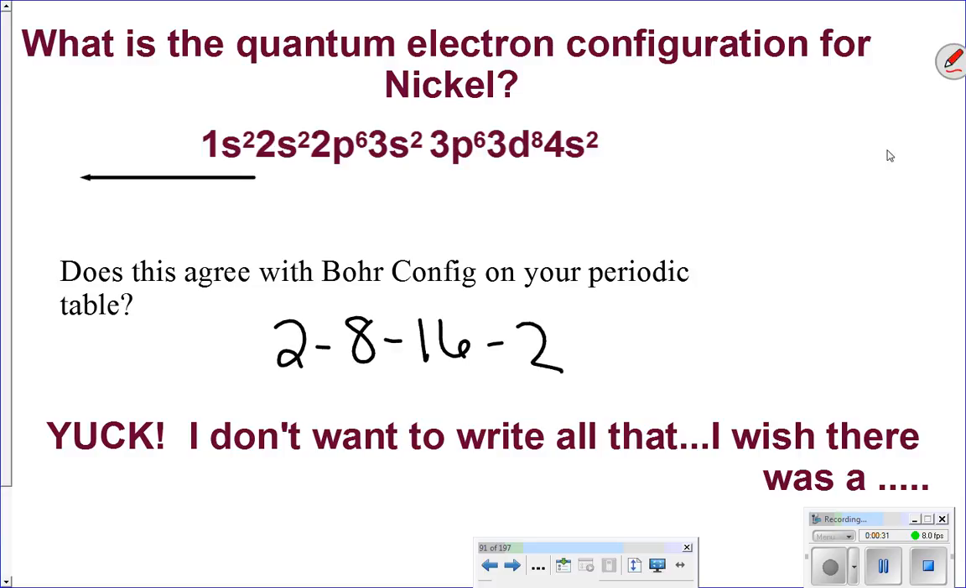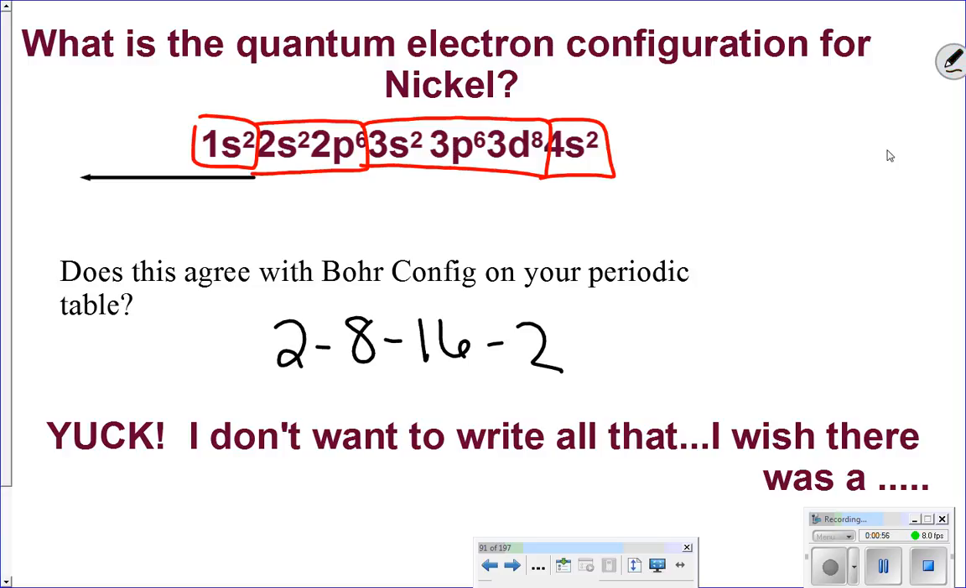So we can kind of break this down. We've got our 2 electrons on the first one, 8 on the second, 16 on the third, and our 2 on the fourth. So, that does agree nicely with our Bohr configuration. And a lot of the time we just do use Bohr configurations. But you are responsible for being able to read and kind of decipher some of the quantum configurations.